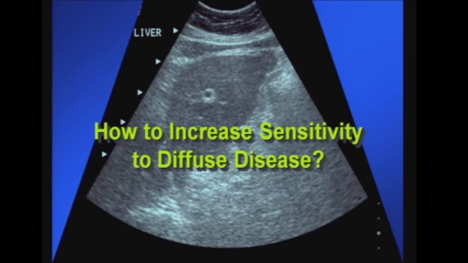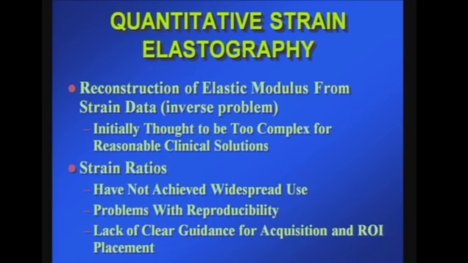Okay, well that takes care of focal disease, but how do we increase the sensitivity of the technique for diffuse disease? There are a number of approaches that can be taken. The first thing you could do is to reconstruct the elastic modulus from the strain data. This is what's known as the inverse problem. And initially it was thought to be too complicated for any reasonable clinical solution because computing power within an ultrasound scanner was too limited to even allow this to be attempted.